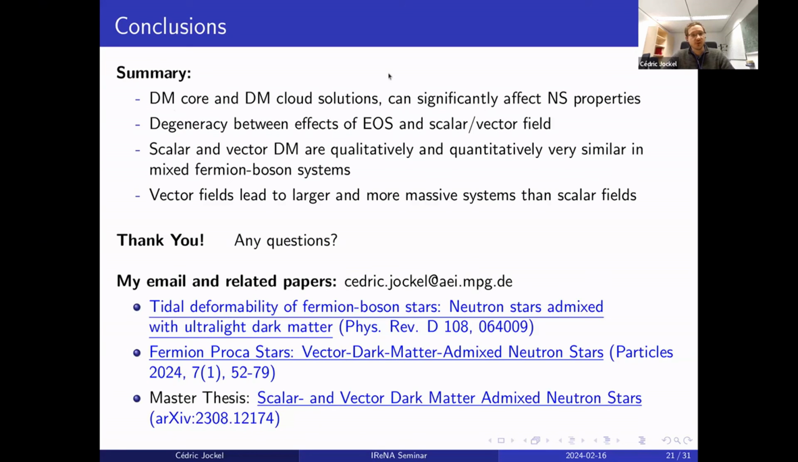So for those fermion boson stars, the neutron stars admixed with dark matter, we can have core solutions where the dark matter is concentrated inside of the neutron star. We can also have cloud solutions where the dark matter is dispersed and roughly just bound to the neutron star itself. And the dark matter can significantly affect the global properties of the neutron star that will be measured using telescopes or gravitational wave detectors. Then there's some degeneracy between the nuclear matter equation of state and your scalar field or vector field configurations.